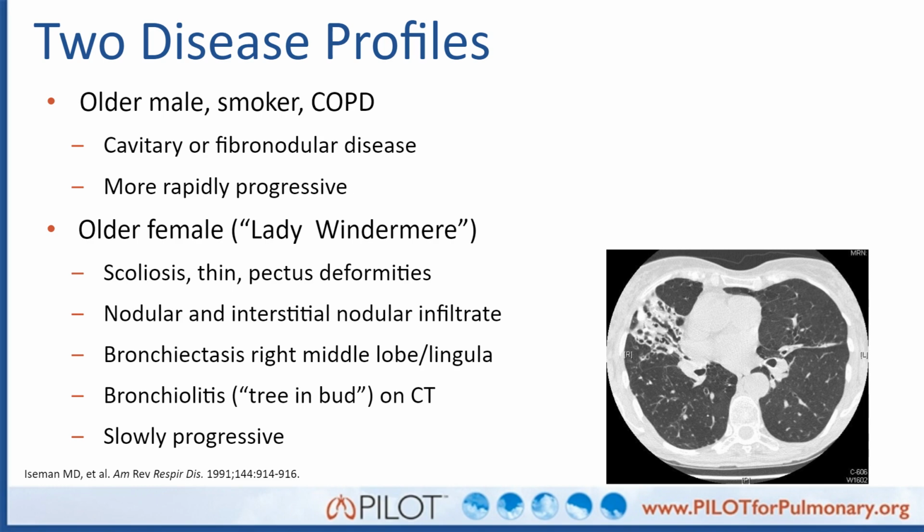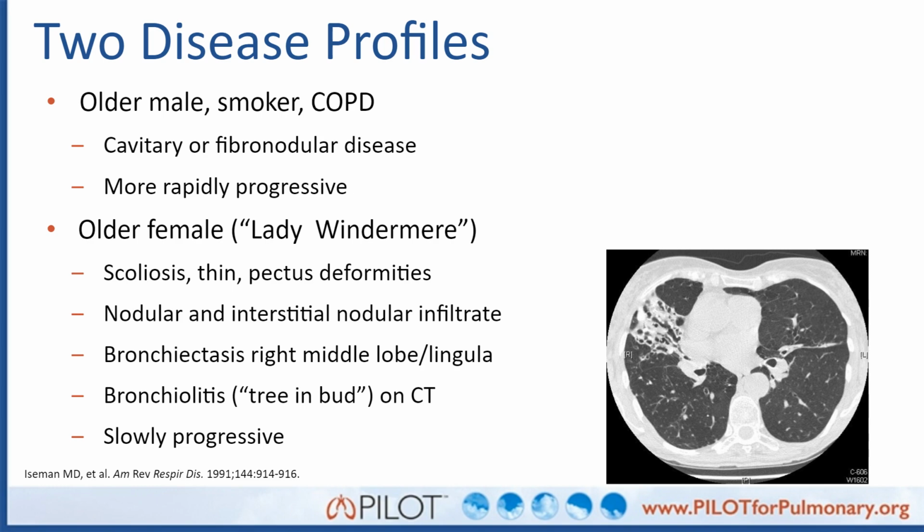They may have what's known as bronchiolitis or tree and bud on CAT scan, which could be a sign of a chronic infectious process such as NTM. And this profile tends to be slowly progressive. There could be a different type of presentation, for example, in older males who are smokers with COPD.